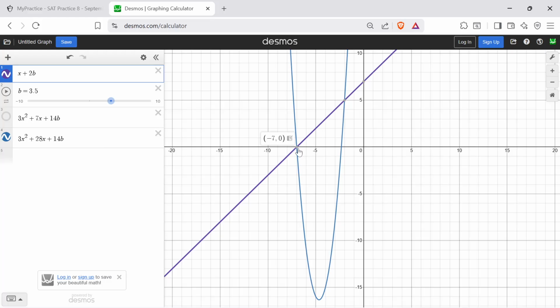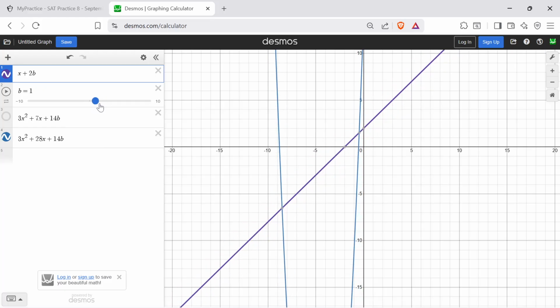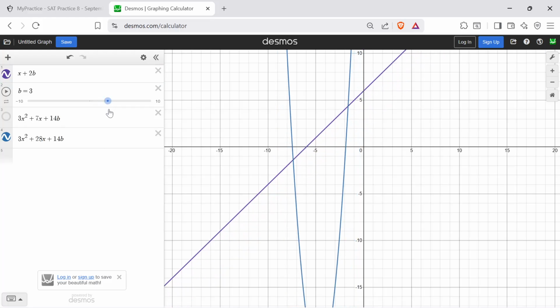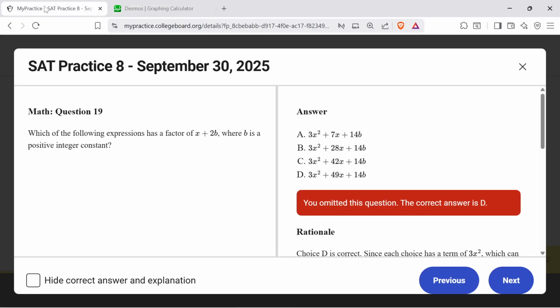See, it crosses at negative 7, 0. That's on the x-axis. But b is 3.5. It's not an integer. And if I make b smaller, down to 1, it doesn't cross anywhere. So at 3.5 it crosses, but that's not an integer value. So b is out. Let me try c.